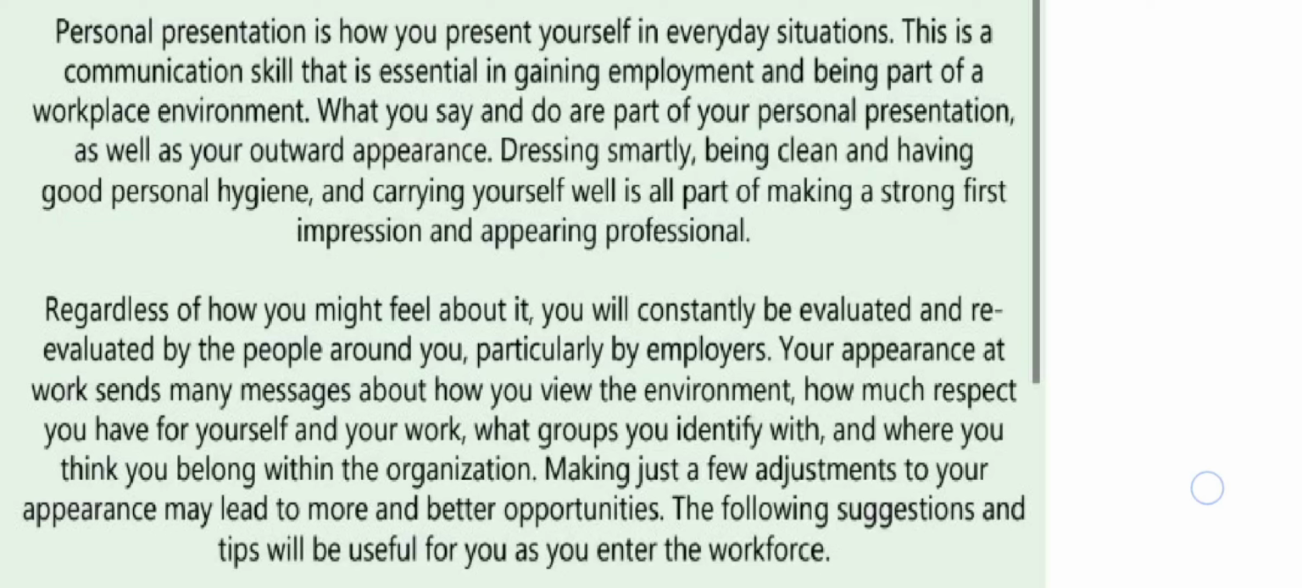What you say and do are part of your personal presentation, as well as your outward appearance. Dressing smartly, being clean, having good personal hygiene and carrying yourself well are all part of making a strong first impression and appearing professional.